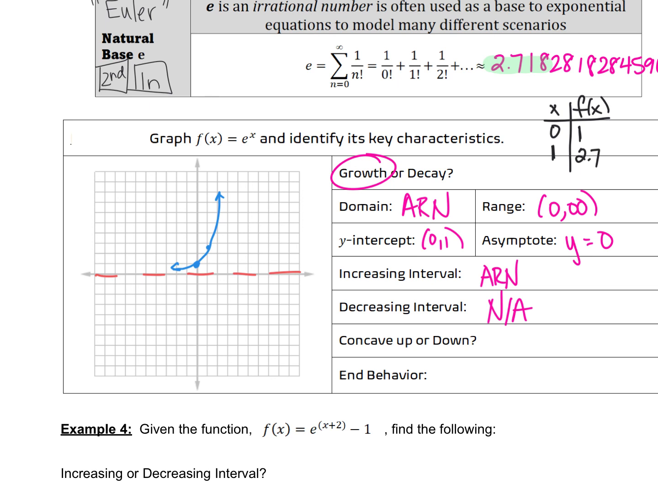Is it concave up or concave down? Up. All right? And let's do its end behavior. Limit as x approaches negative infinity. So what's it doing on the left? It's getting close to that asymptote, which is 0. And what's it doing on the right? It's going up forever, so infinity. Okay?